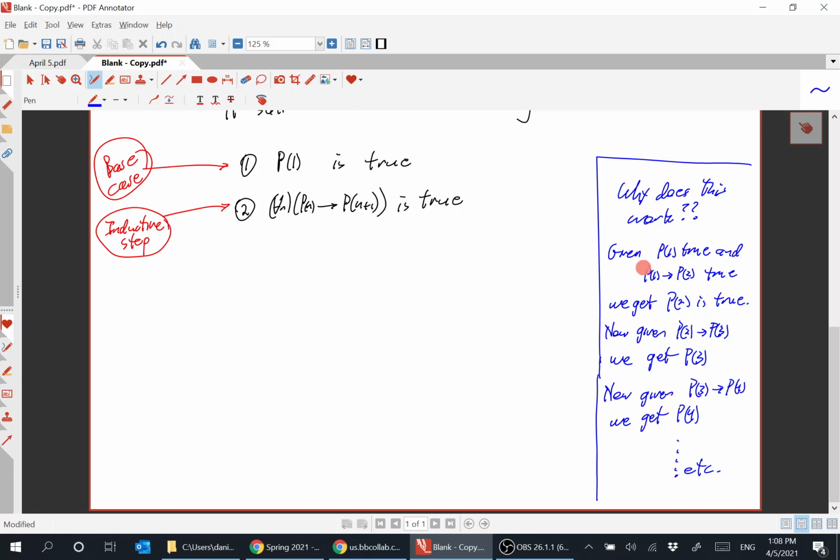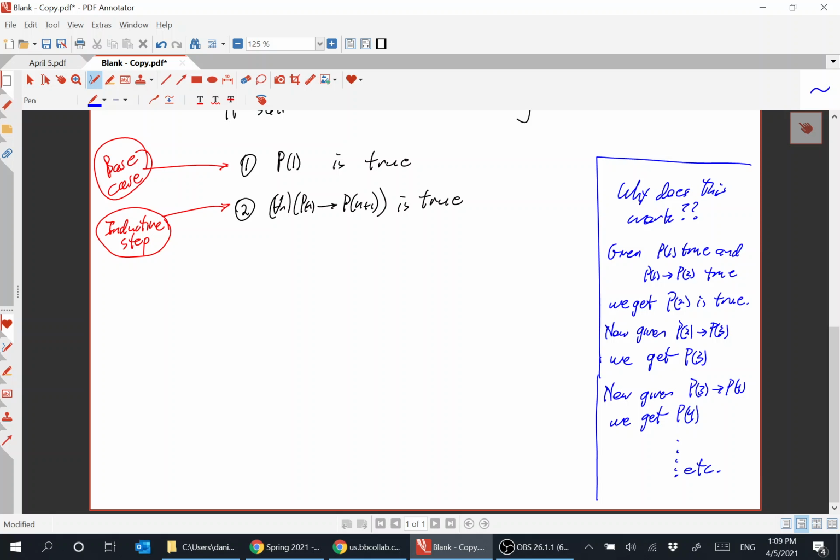So P1 is true, and P1 implies P2 is true. So P2's got to be true. But then P2 implies P3 is true. And because P2 is true, and P2 implies P3 by a direct proof, we get P3 is true. But we also know that for every n, Pn implies Pn plus 1. So P3 implies P4. But that's true. But since P3 is true, by direct proof, we get that P4 is true. And so on and so forth.